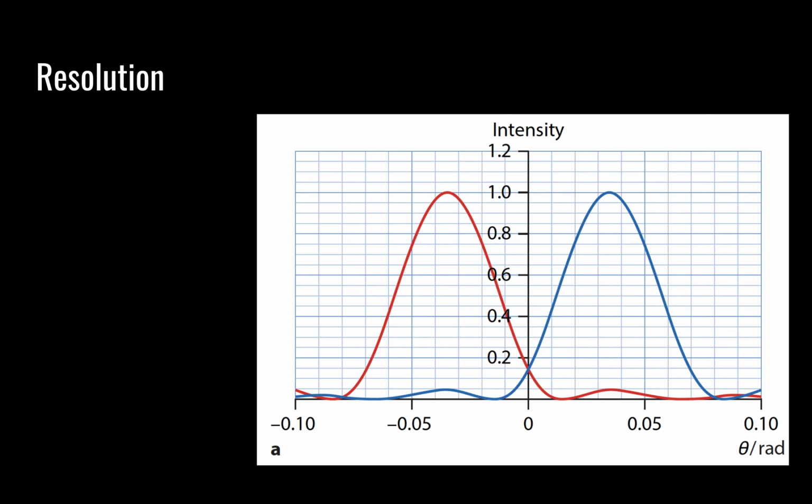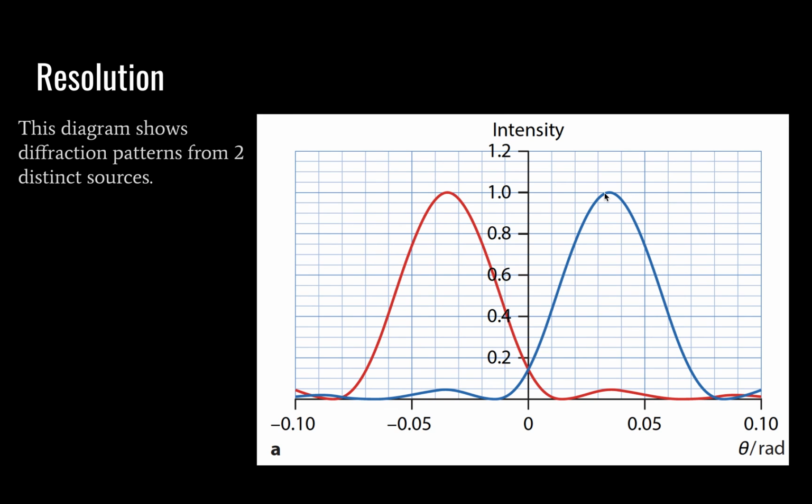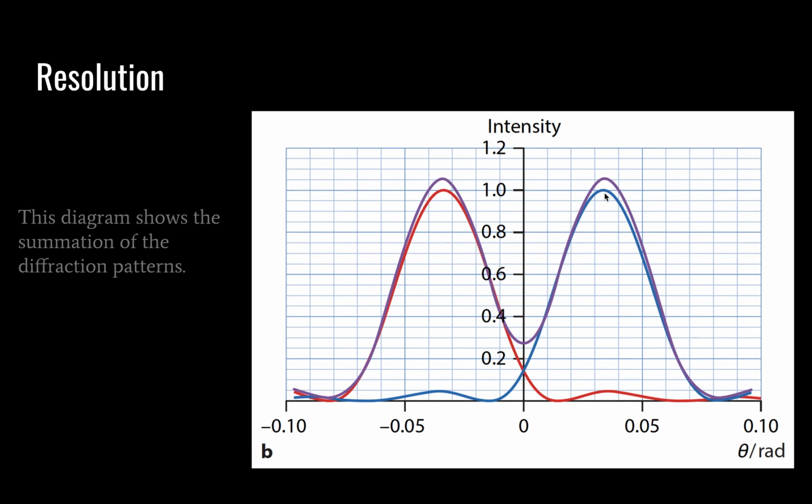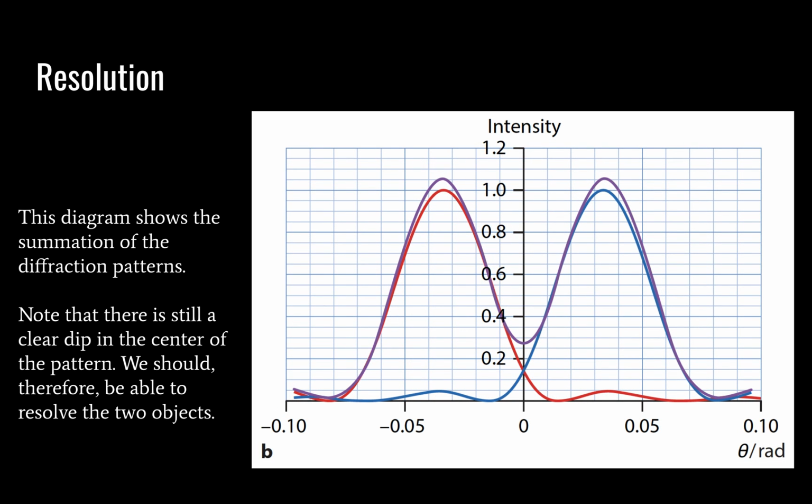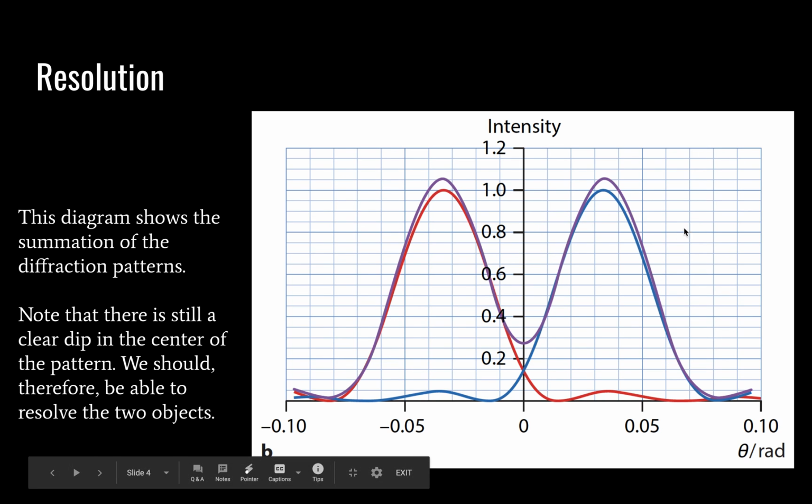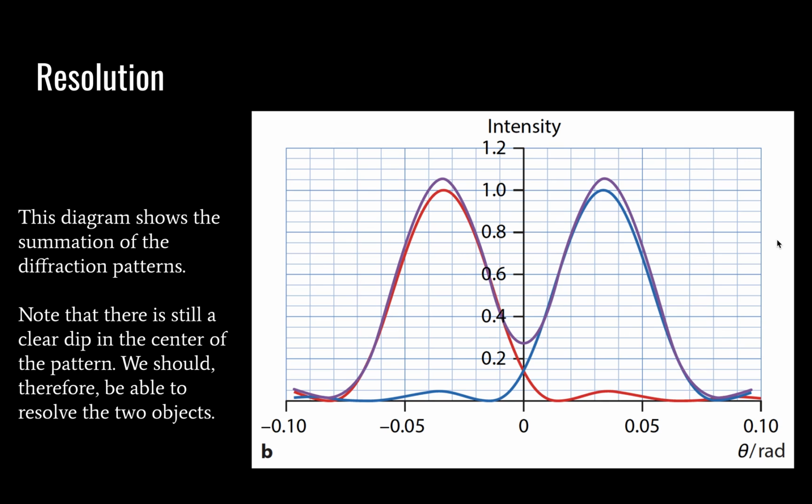Okay, so here we can see an intensity graph of two different sources. So we have a red source and a blue source. So this diagram is then going to show the summation of the diffraction patterns. So if we add the intensity of both, you will see here this purple line shows the intensity of both together. Okay, so that is a sum of both intensities.